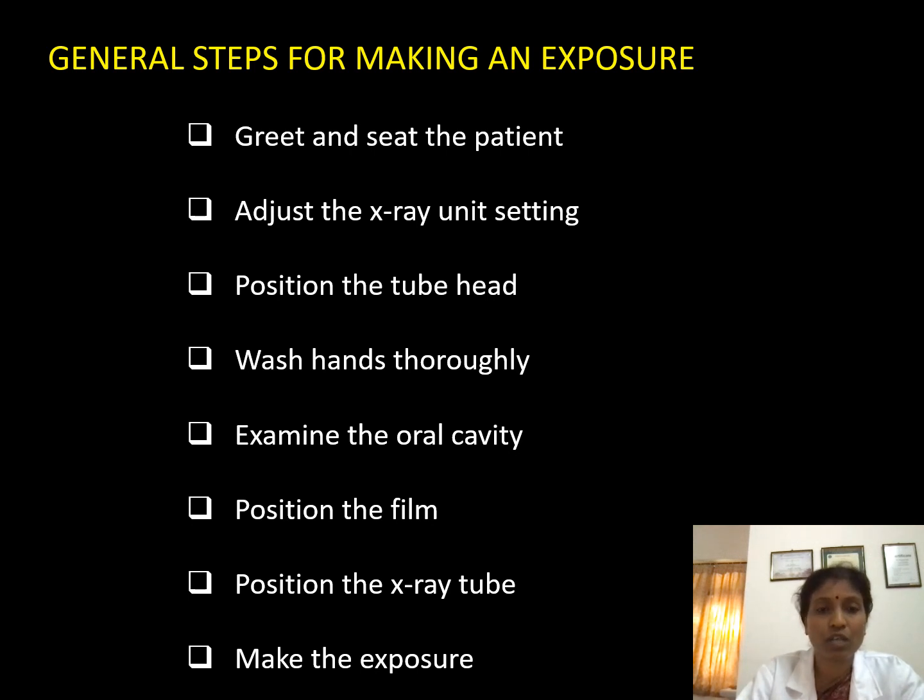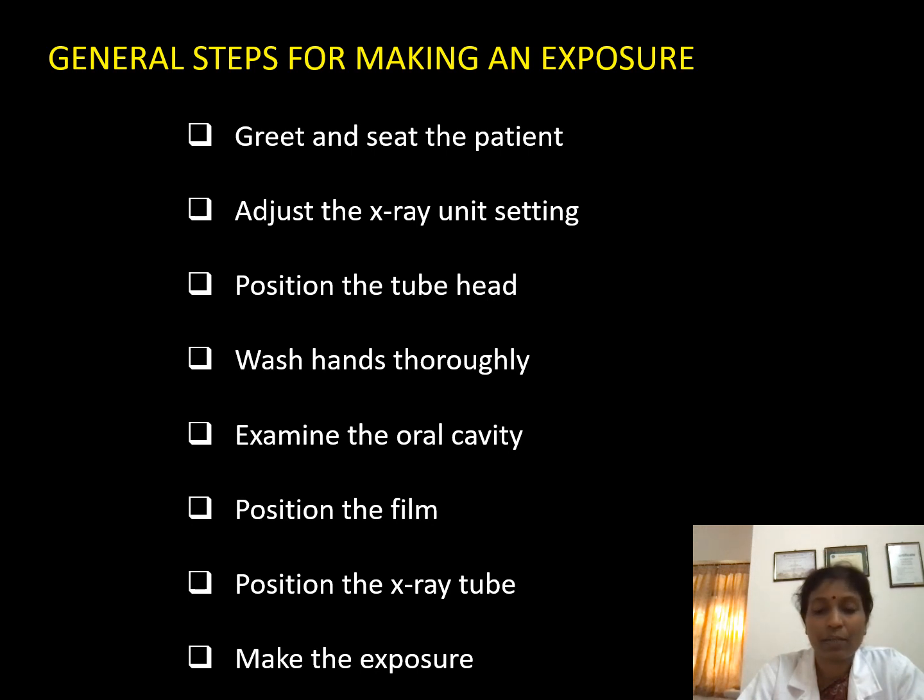Before that, wash your hands thoroughly. The area of interest should be examined thoroughly. Check for any defects in the oral cavity or the anatomic location, for example tori and so on. And then position the film or the image receptor. Adjust the tube head, with the vertical angulation and the horizontal angulation positioned properly. Then make the exposure.